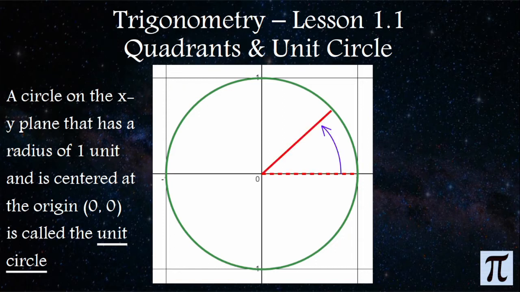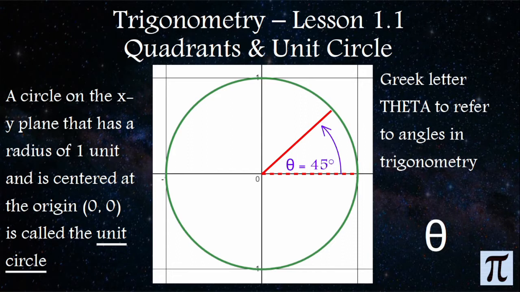If you can imagine, this radius can rotate around the circle. In this example, it is rotating counterclockwise from its starting position along the x-axis. Let's say that angle is 45 degrees. Now you may notice a weird symbol. This is the Greek letter theta. This is referred to angles or angular rotation in trigonometry.